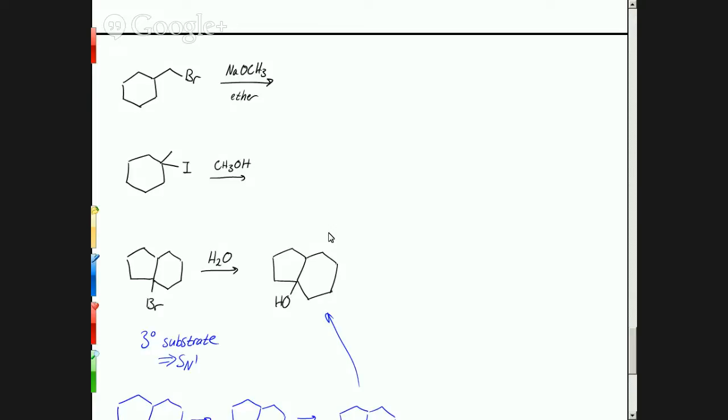Yeah. In this case, or at least just say what it would be. Like the end result? Yeah, and what the mechanism would be if you were to draw it, which one it would go: SN1 or SN2.